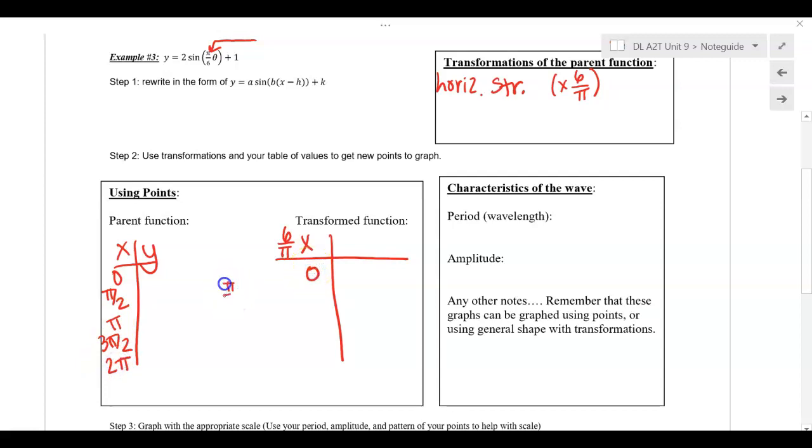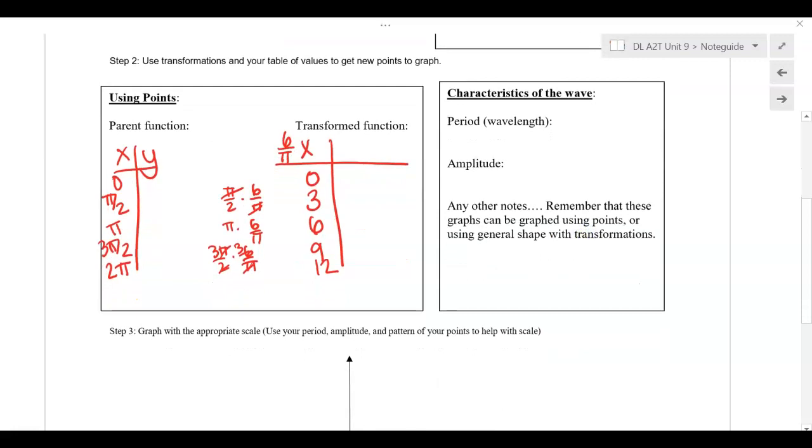So when you do pi over 2 times 6 over pi, you would just get 6 over 2, which is just 3. And when you do pi times 6 over pi, you're going to get 6. And when you do 3 pi over 2 times 6 over pi, you're going to get 9. Then you're going to get 12 here. So notice it's going to be maybe strange that your x-axis is actually just labeled by like 3's probably, which is a little different than how we've been using them, because we tend to think of radians as having a pi in them, though they wouldn't need to.